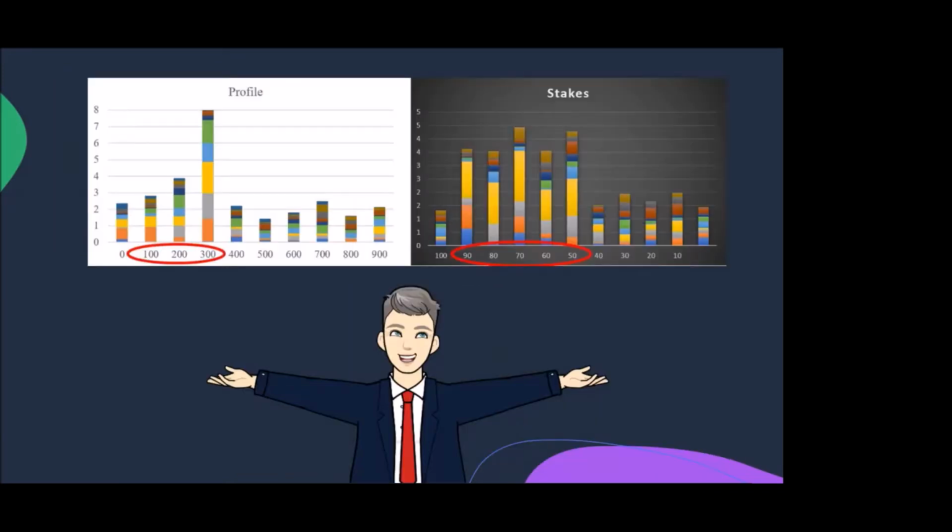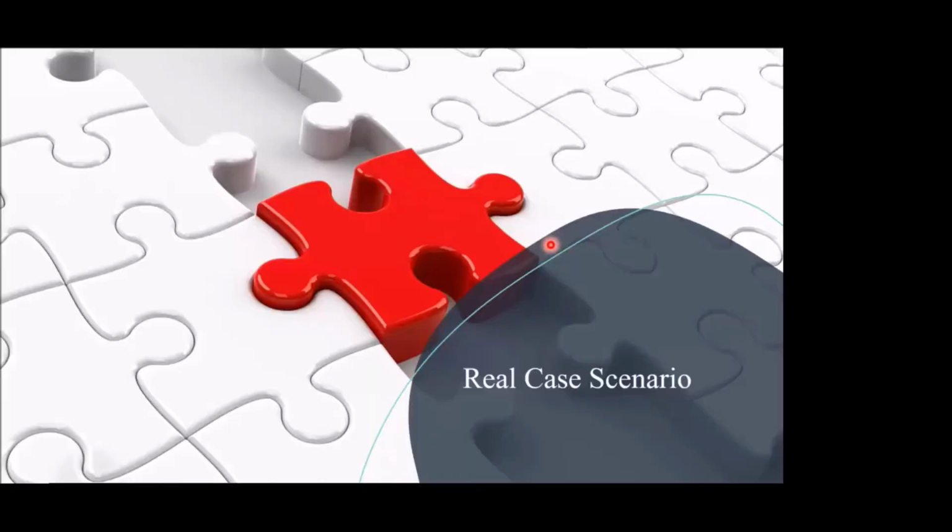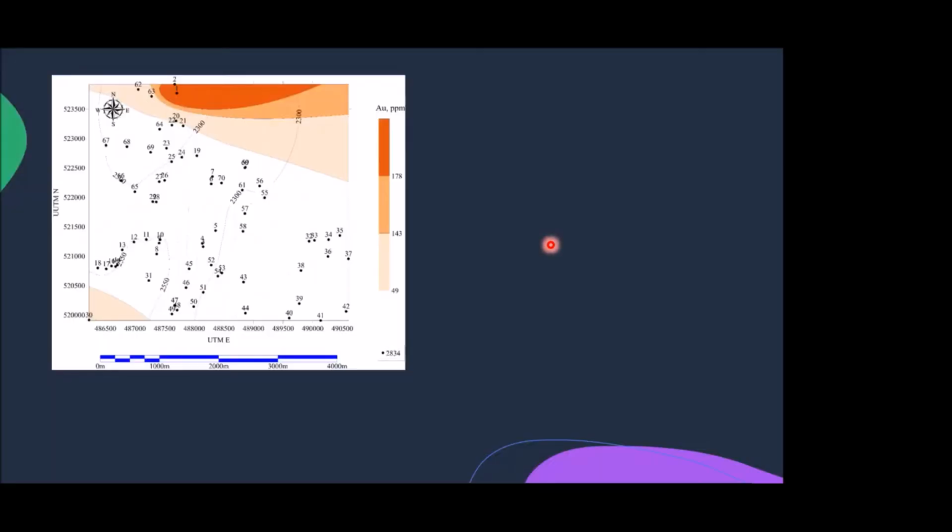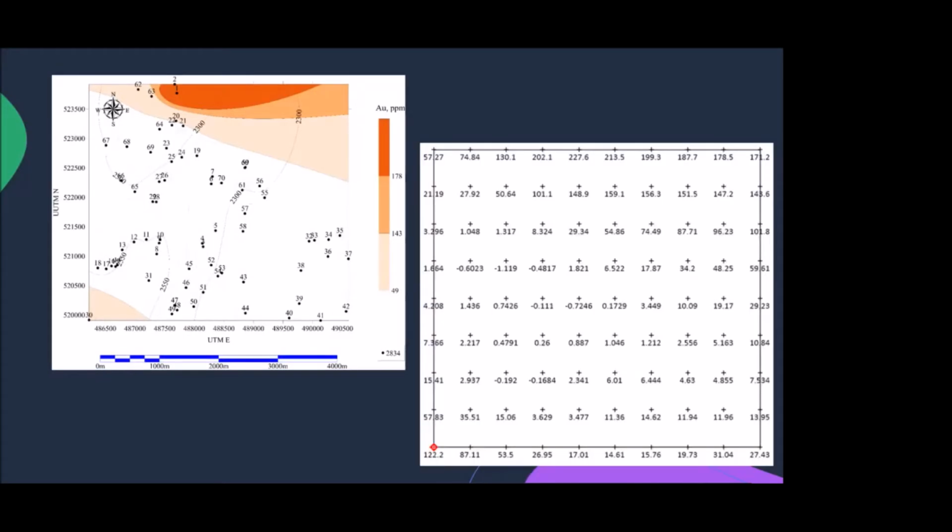And here are the results of the stack column graphics. Again, it's very clear to see where the anomalous profiles and the anomalous stakes are. Let us see now a real case scenario. This map shows the location of a stream sediment sampling conducted over a gold target in Colombia. And this is the matrix of the data.